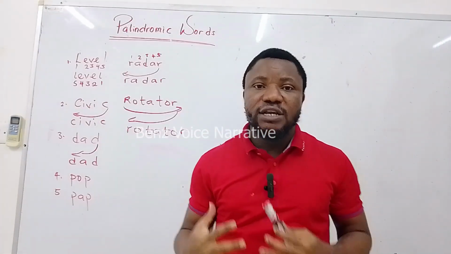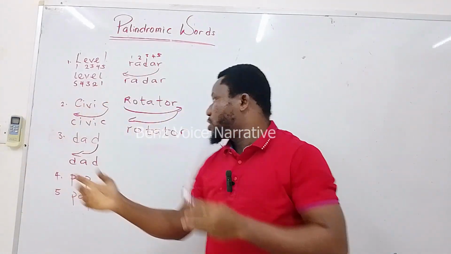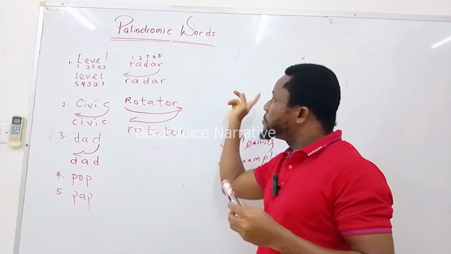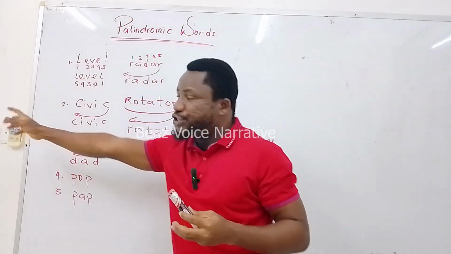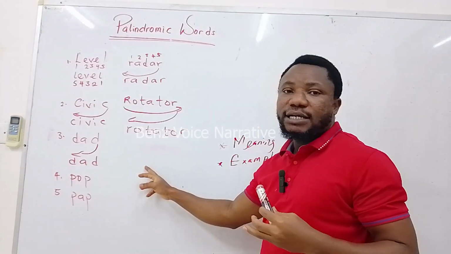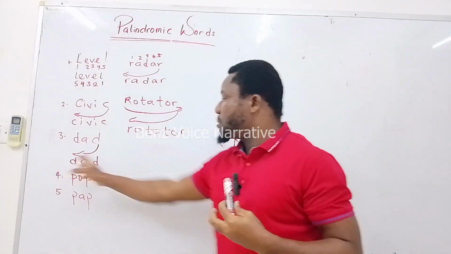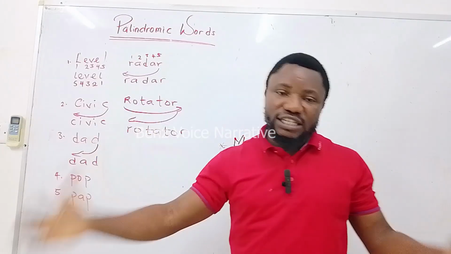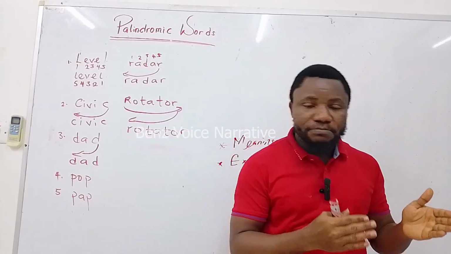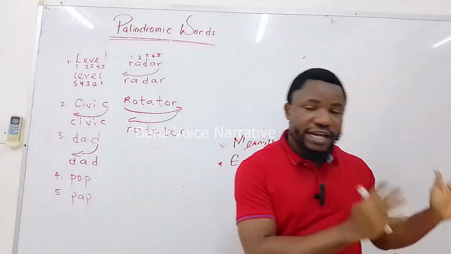Palindromic words are words that read the same forward as they read backward. When you read palindromic words from the beginning to the end, they read the same as when you read backward. They read the same backward as forward.